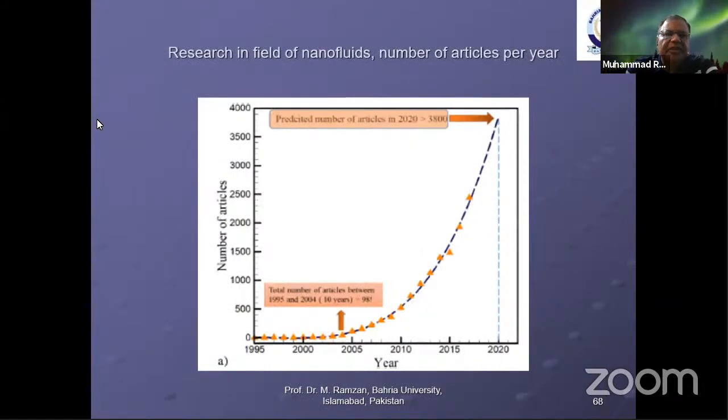This is a similar graph. The growth shown over here is that the number of articles on nanofluids produced is going at high speed.